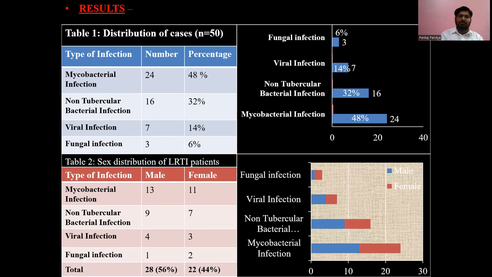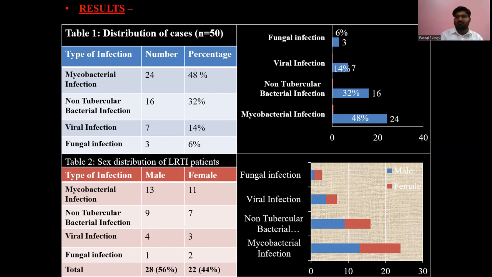In the results, table number 1 shows the distribution of cases. The most prevalent is mycobacterial infection at 48%. The second most prevalent cause of LRTI is non-tuberculous bacterial infection, in 32% of cases. In the sex distribution of LRTI patients, there is a slight male predominance. Mycobacterial infections and non-tuberculous bacterial infections also show male predominance.